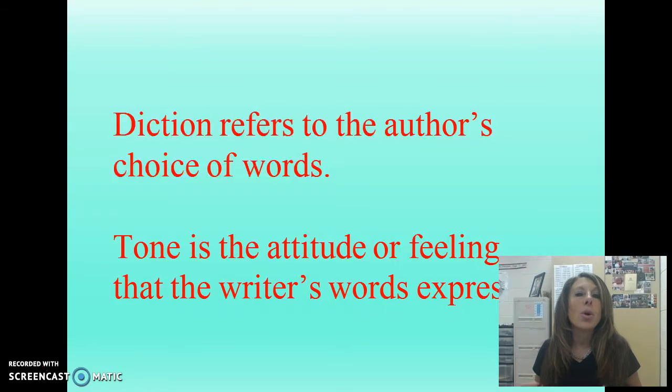So what kind of words are they choosing to use? You use words purposefully if you're a writer. So you pick your words for a reason, because you want to create a certain tone for the readers. You want to create a certain attitude or a feeling as the readers are reading your book.